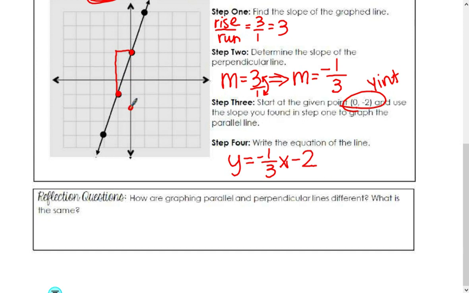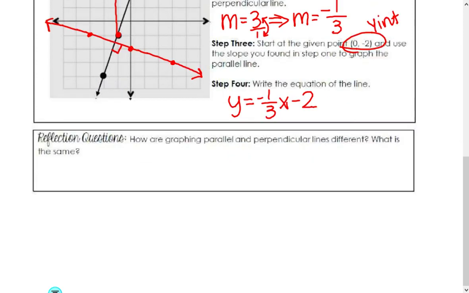So I'm down here at negative 2, and my slope is down 1 over 3. Now I'm going to do the opposite, up 1 over 3. And here is my new perpendicular line. Notice that these cross at a perfect X, and they make a 90-degree angle. That means that they are, in fact, perpendicular.